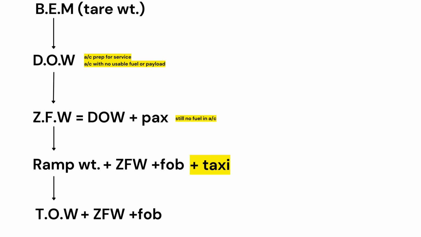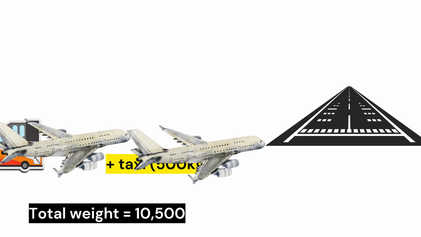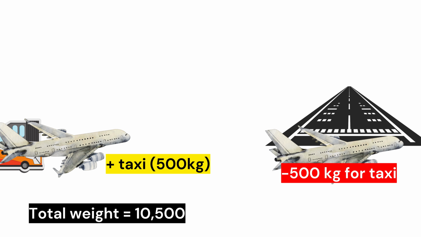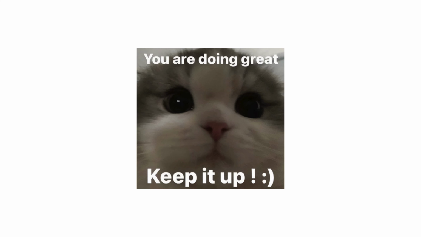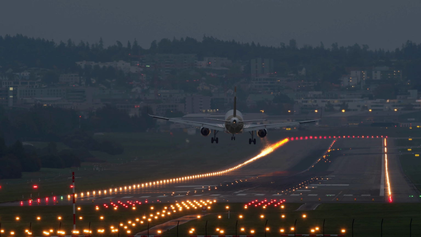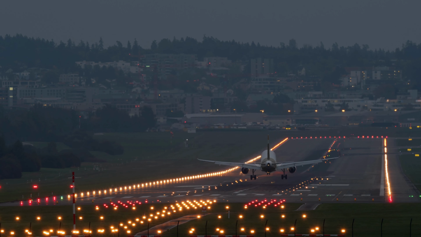Think of it this way. When you're at the ramp, you're heavier because you have all that taxi fuel. By the time you reach the runway, you've burned some fuel just getting there, so you're lighter. That's your takeoff weight. Okay, guys, let's take a quick pause here. This is a lot of information to process at once. Feel free to grab a coffee, rewatch this section if needed, and make sure you understand these weights before moving on. These concepts are critical for your exam, so take your time.